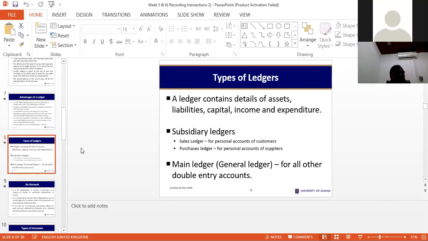So those are the contents of the subsidiary ledger. Then we also have the general ledger or the main ledger. Now for all other accounts which are not personal, we would find them in the general ledger. What are some of the accounts that are not personal? What are some of the transactions that the business can engage in that will result in an impersonal account? What are some of the items?